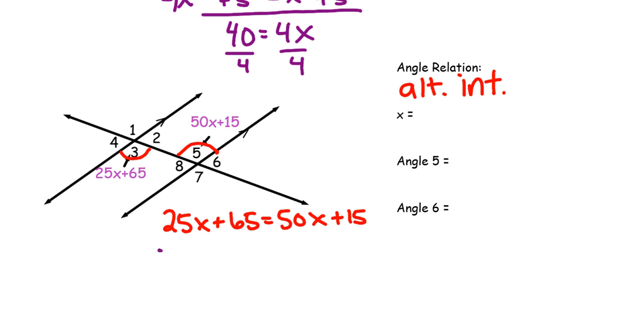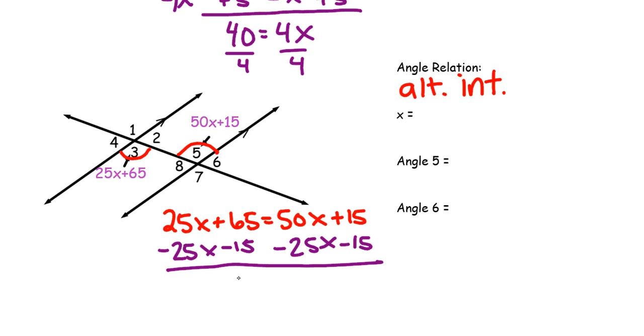All right, so again, I like to keep my x's positive, so I'm going to get rid of the 25x on this side, which means I'm going to take care of the 15 on that side. 65 minus 15 is 50. 50 minus 25 is 25x. And again, hopefully everyone knows to get x by itself, we're going to divide out that 25, which is going to tell me that my x value is 2.